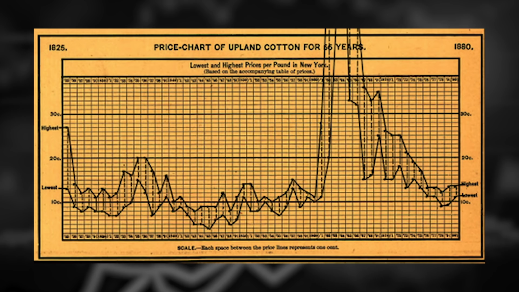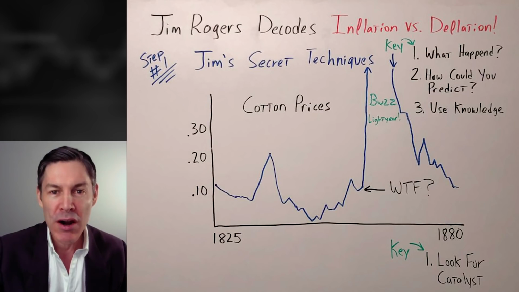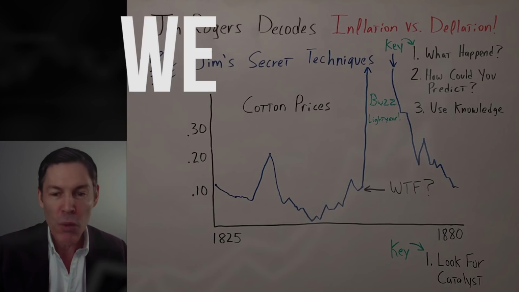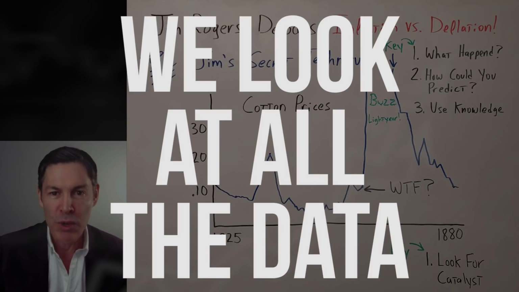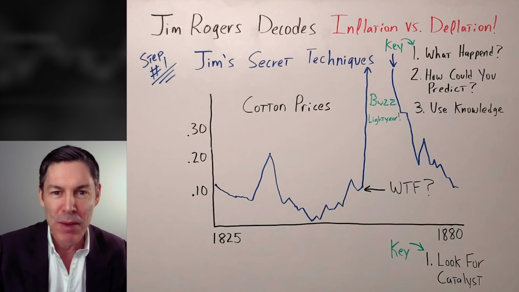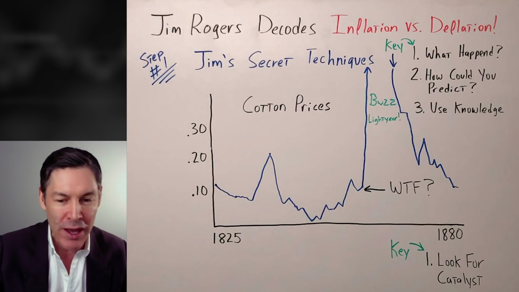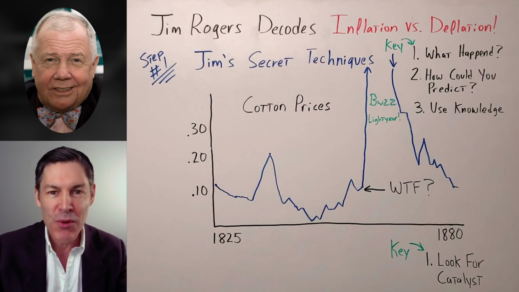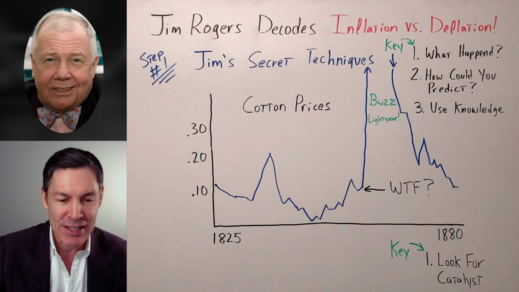This is old school. And right here on the George Gammon channel, we look at all the data. We don't have recency bias going back 5 or 10 years. No way. Just like Jim Rogers, we take it all the way back to the 1800s.